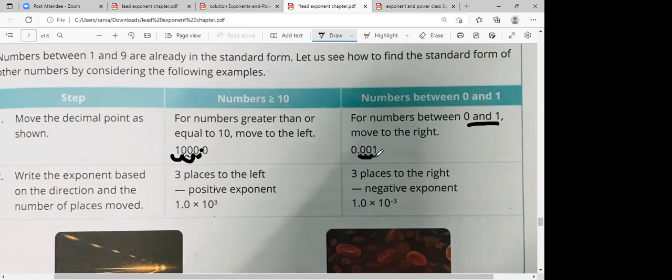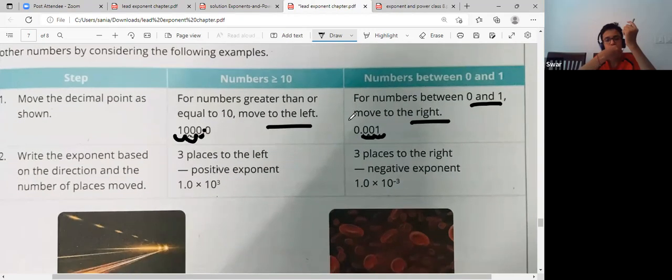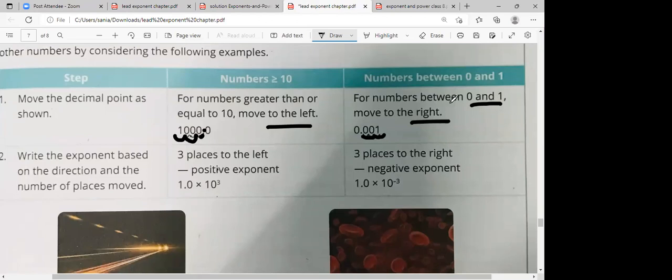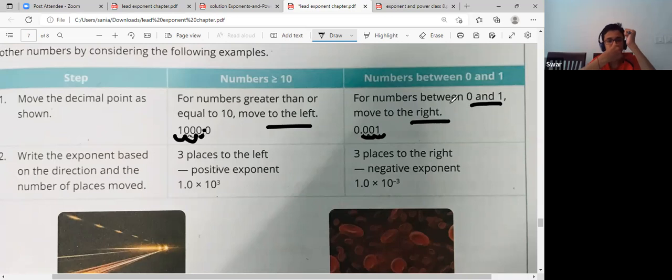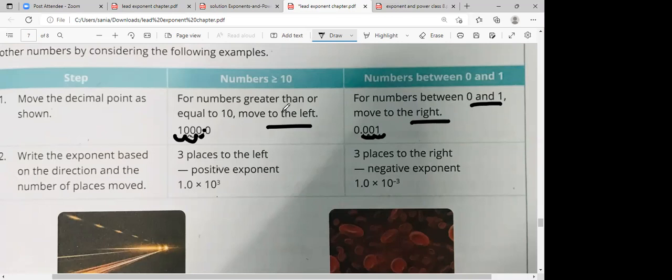You have to remember one thing. When the number is between 0 and 1, you are going to move right. But when the number is equal to 10 or greater than 10, you are going to move left. Just remember this. So what about the numbers from 2 to 9? For a number between 2 and 10, you are not going to move the decimal here and there. For example, 3.0 stays 3.0, right?